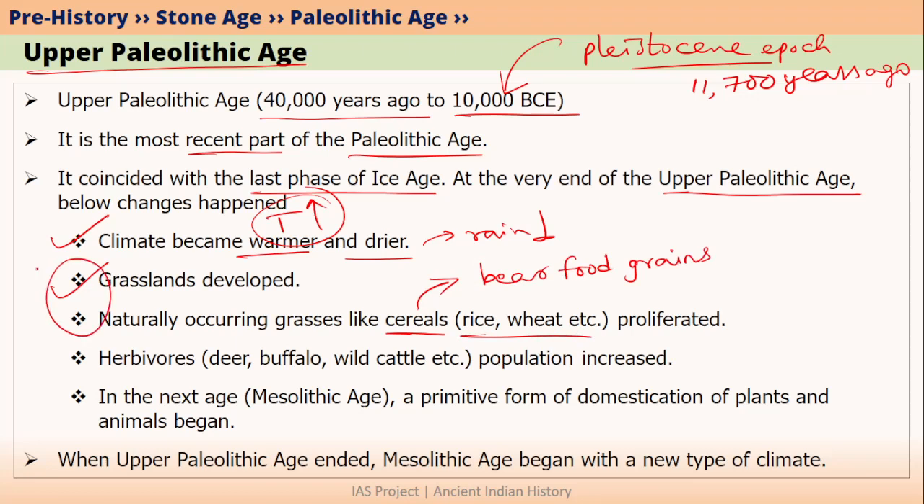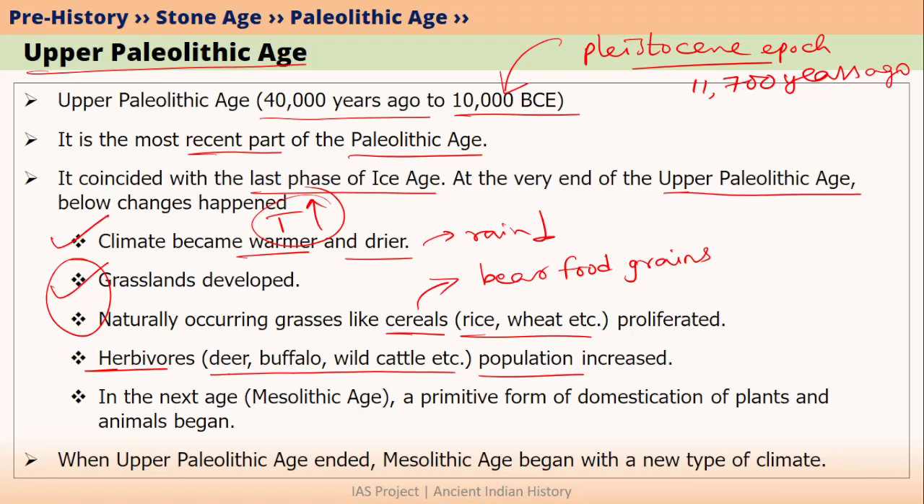So because of these two things, what happened was the animals that were dependent on grasses also increased their population. What are the animals that depend on grasses called? They are nothing but herbivores. For example, deer, buffalo, wild cattle, and other animals. So because of the development of grasslands and the increase in population of herbivores, people would soon start what is called as plant cultivation and animal domestication.